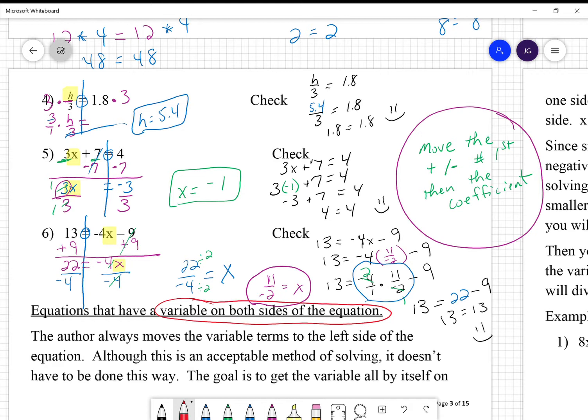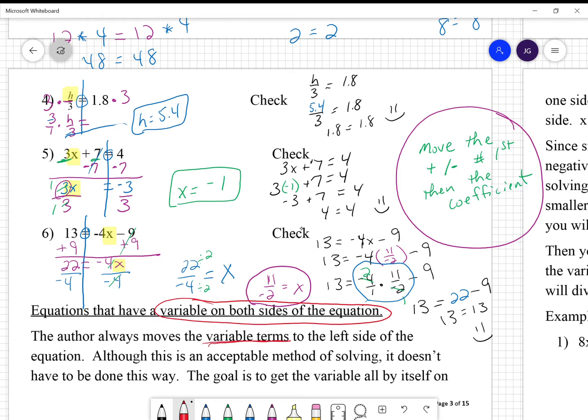Okay, the author of the book that we're using this semester always moves the variable terms, and by variable term that means a term with a variable. So 2x is a variable term. 7 is not a variable term. It doesn't have a letter. The author always moves the variable term to the left. And this is correct, but it doesn't have to be done this way.